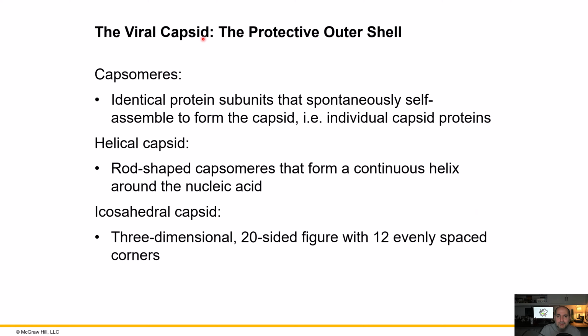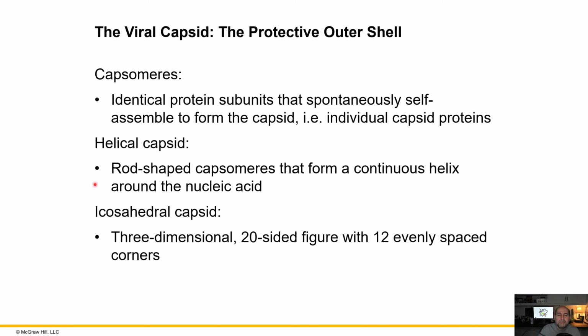Now, I told you what the capsid is. The capsid is the protein coat or the protective outer shell of viruses, but it's not made up of one protein. The capsid is made up of proteins called capsomeres. Each of the proteins that make up the capsid are called capsomeres. And these capsomeres are identical protein subunits that spontaneously self-assemble to form the capsid. So again, capsomeres are the individual proteins which come together to form the capsid. And these are identical protein subunits.